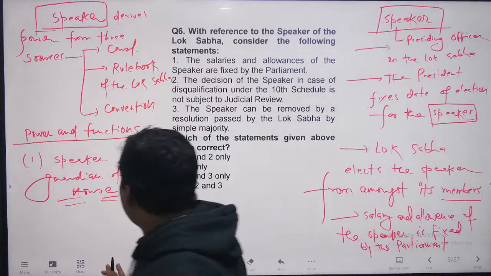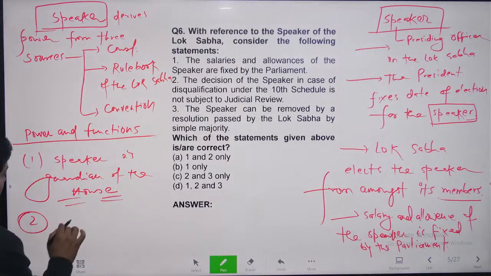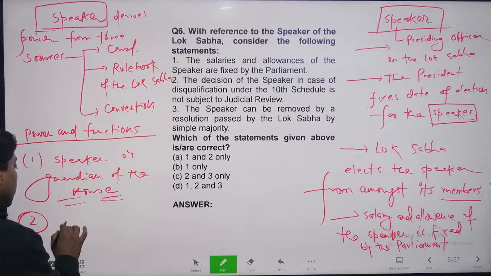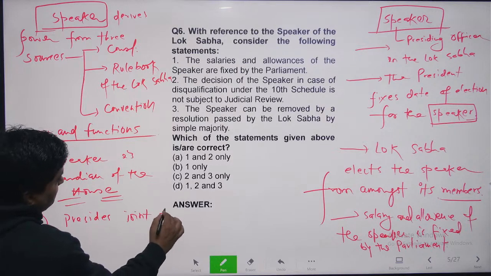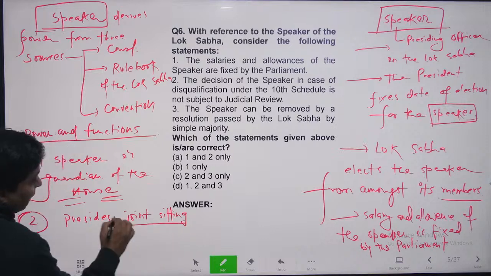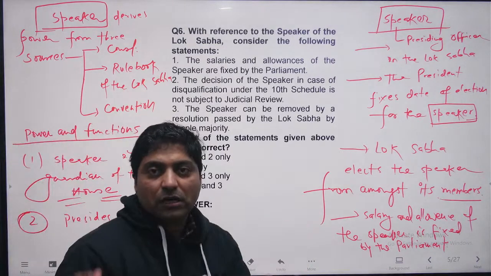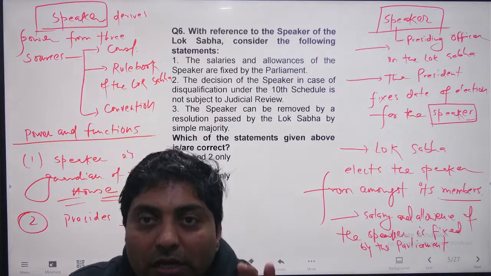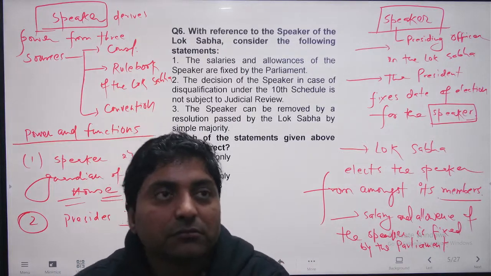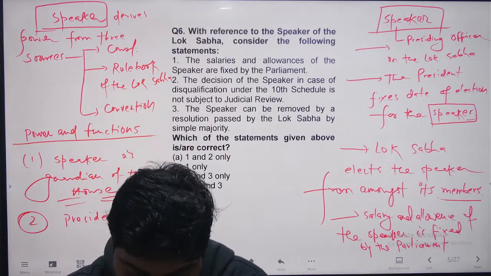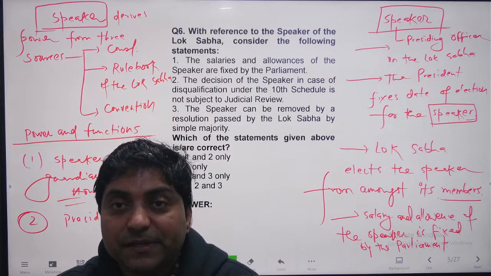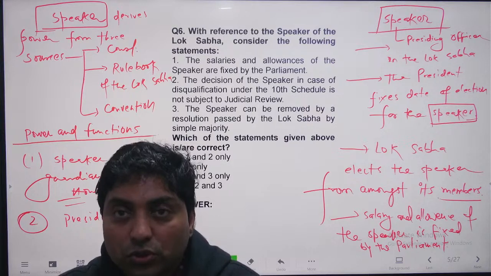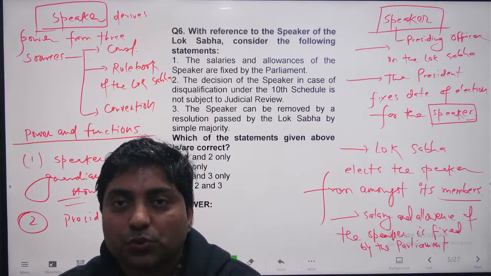Now, secondly, he can preside over a joint sitting. You will ask, what is a joint sitting, sir? Let me tell you, when the Lok Sabha and the Rajya Sabha meet for a joint sitting, it is only the Speaker of the Lok Sabha who will preside, not the ex officio chairman of the Rajya Sabha.